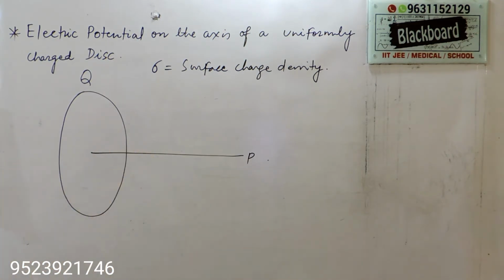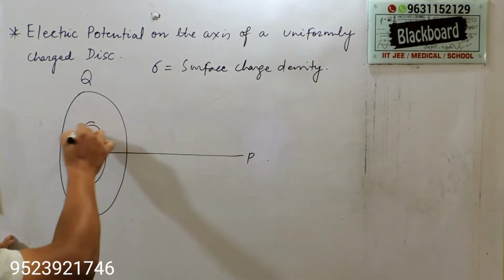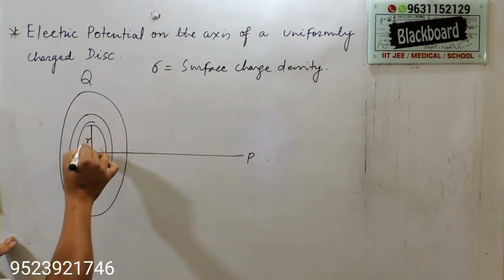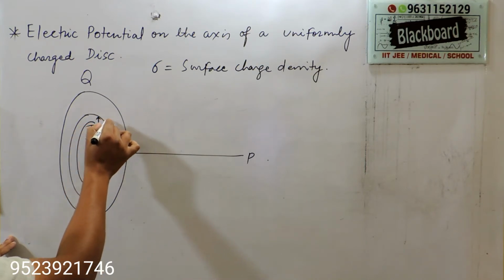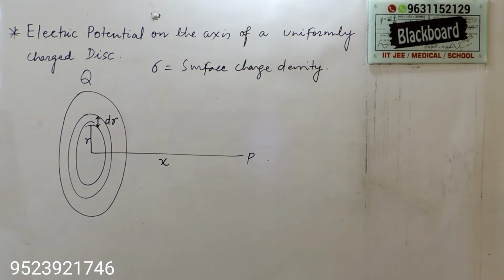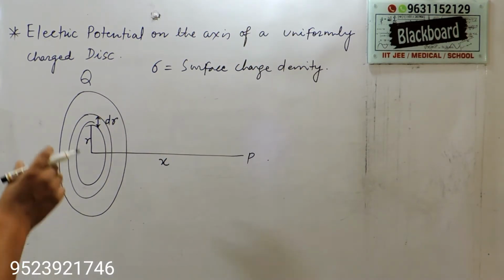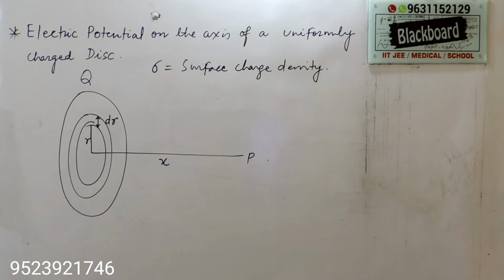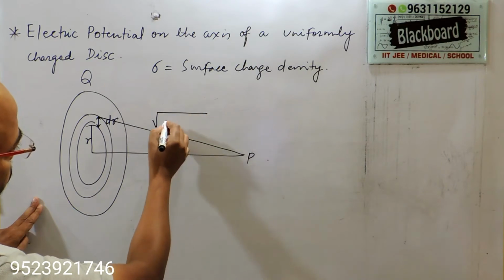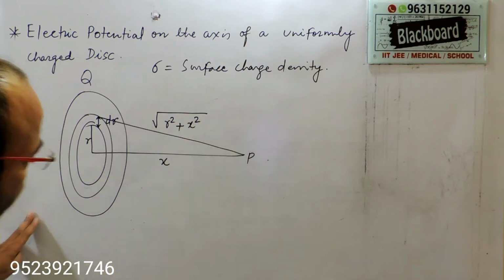Let us divide the disc into a large number of thin circular rings. Let this be a thin circular ring, and its radius is r, and this gap is dr, and this distance is x. Now consider the strip of radius r. This is radius r, and width is dr. Each point of the strip can be assumed to be at equal distance from P, and this distance is root under r square plus x square.